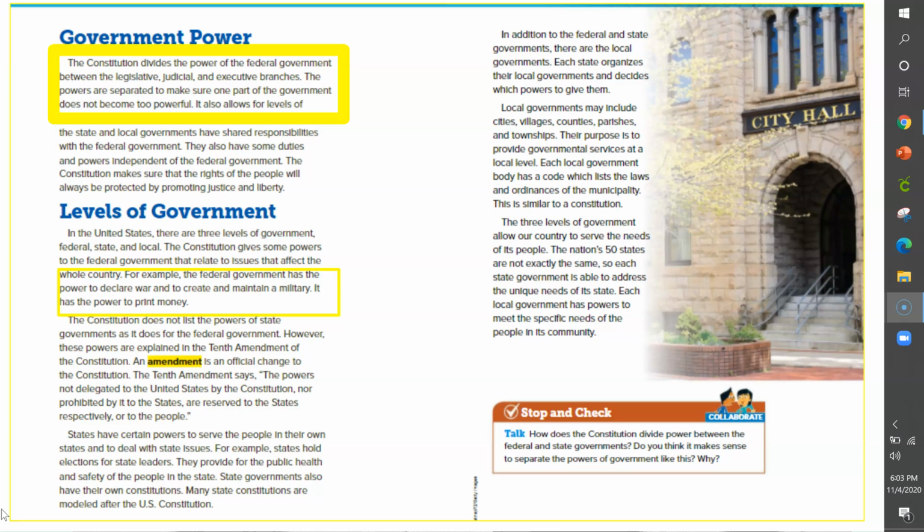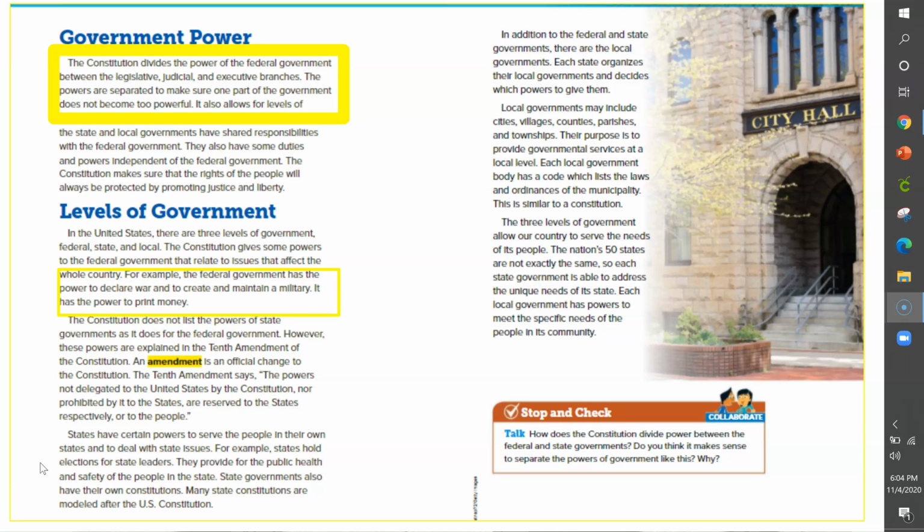The Constitution does not list the powers of the state governments as it does for the federal government. However, these powers are explained in the 10th Amendment of the Constitution. An amendment is an official change to the Constitution. The 10th Amendment says, "The powers not delegated to the United States by the Constitution, nor prohibited by it to the states, are reserved to the states respectively, or to the people." This is just saying that the states have the ability to create their own laws.